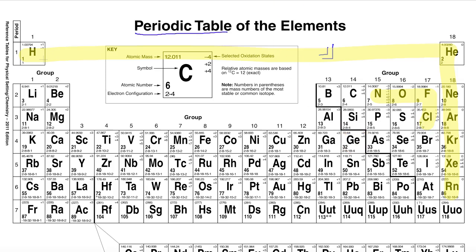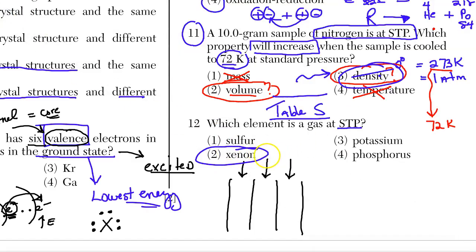And of course, these are my two liquids and the rest are solids. That's how you remember all your phases at STP. Notice krypton is a gas, xenon is a gas. All these here are my gases. So if I go back to my problem, you'll see that xenon, the noble gas, of course, is the one that's a gas, and that's why number 12 is 2.